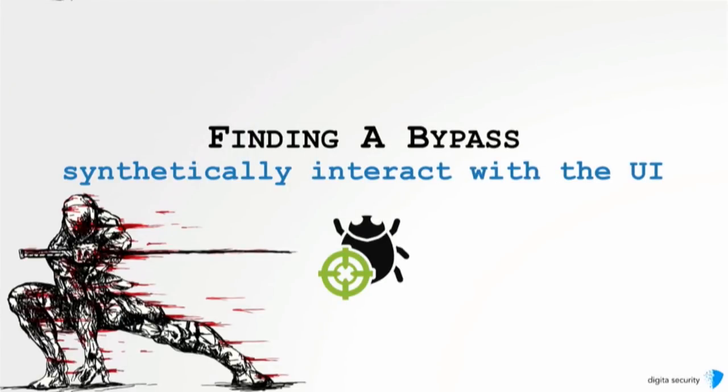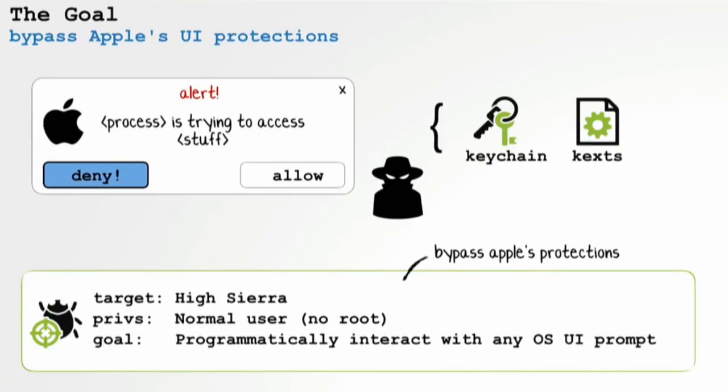Okay, so that wraps up the attack and defenses. Apple was happy thinking that they were safe, but as we'll see in reality, they were not. So now let's look at an attack I discovered that allowed me to interact synthetically with any OS component and do all sorts of nefarious things. So my goal was simple. I basically just wanted to be able to synthetically or programmatically interact with these alerts and do things as a normal user, like dump the keychain or approve the loading of a kernel extension.